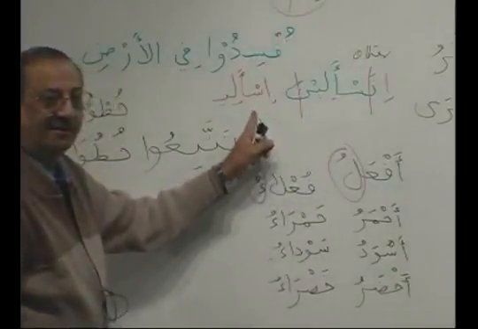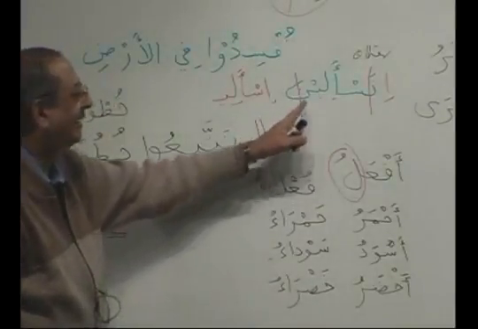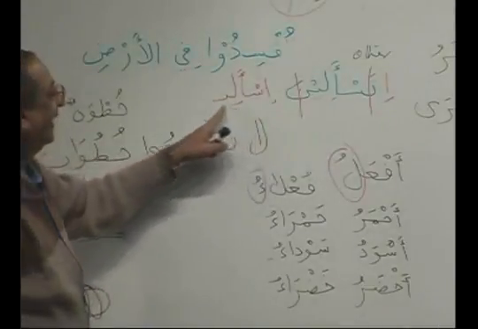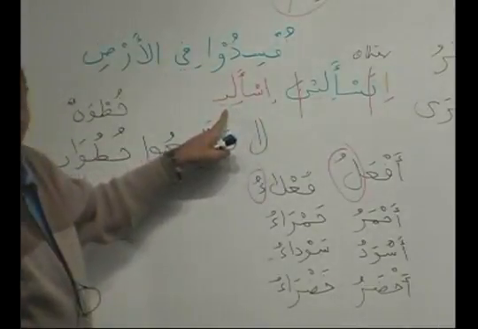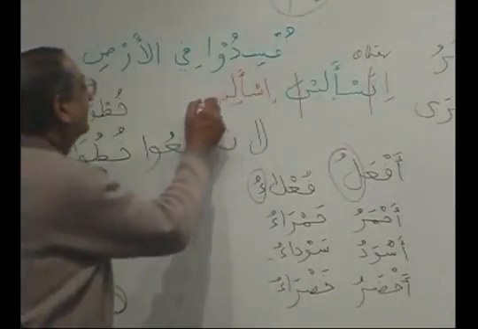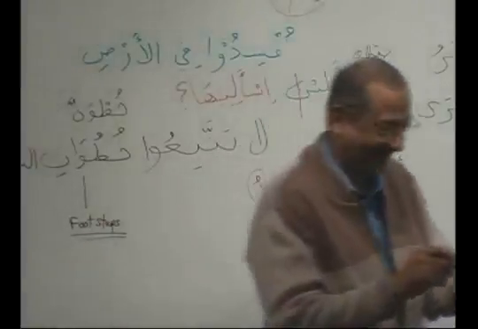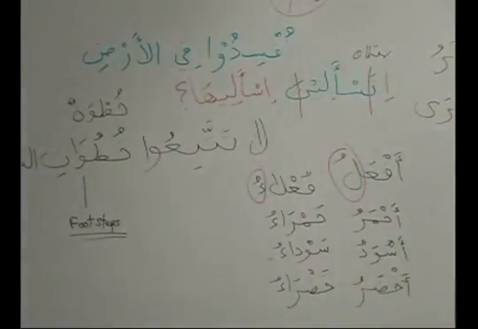Fi'lu amrin mabniyun ala hadfi noon. And then ya is your fa'il. And what is this? Maf'ulun bihi. Ha goes to the mother. Is'aliha. Ask her. Okay.